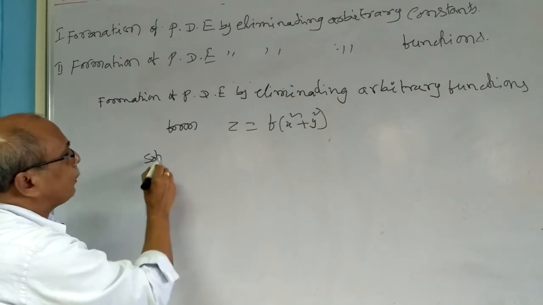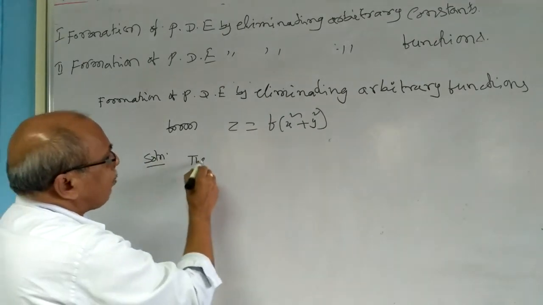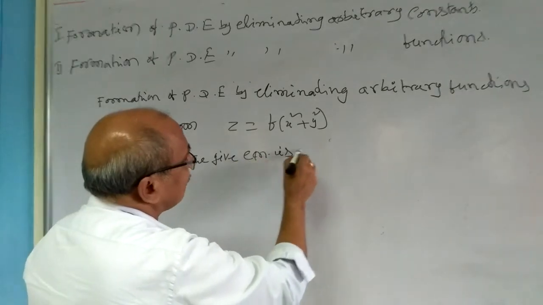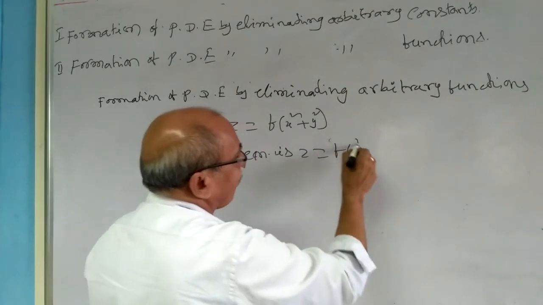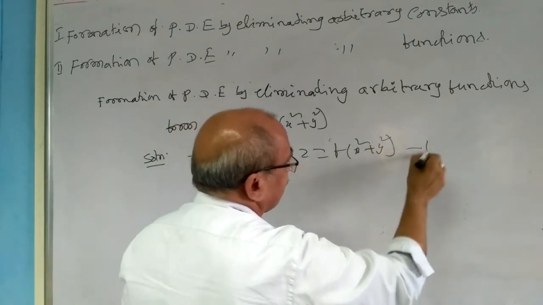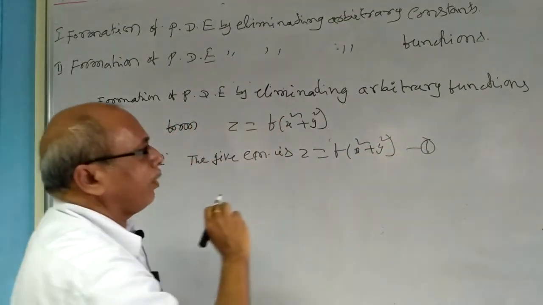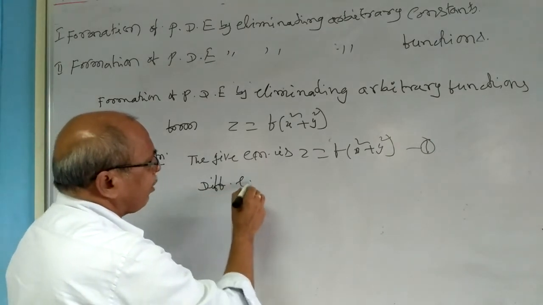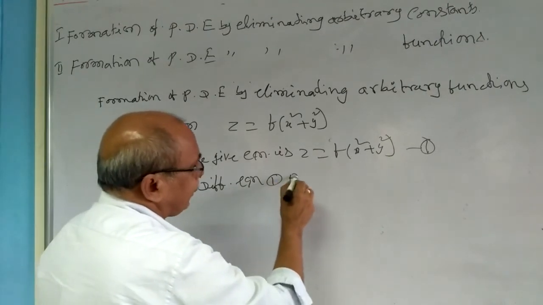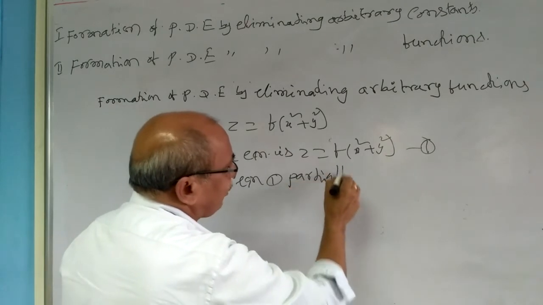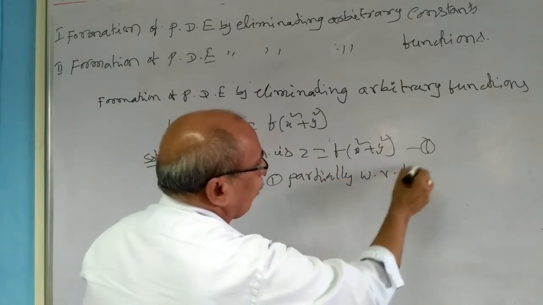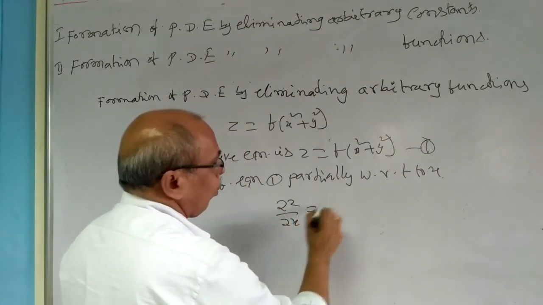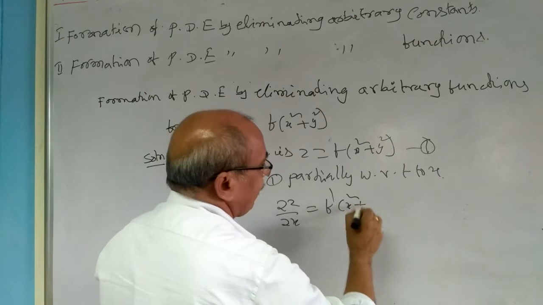So solution: the given equation is z is equal to f of x square plus y square. So that is equation 1. F is a function of two variables x and y. Differentiating equation 1 partially with respect to x, that is dou z by dou x is equal to f dash x square plus y square.